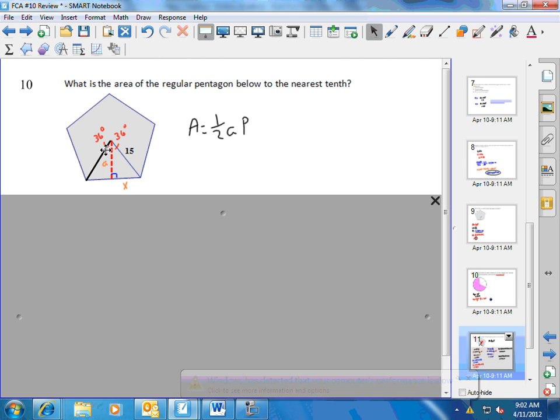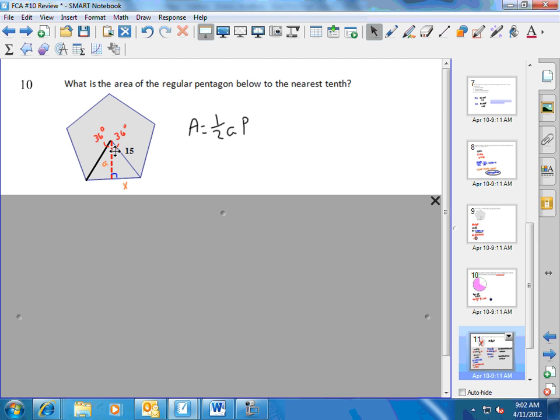360 divided by 5, this central angle is 72 degrees, and then half of 72 is 36. This apothem cuts this vertex angle, this central angle, in half. Okay, because remember these radii are congruent, so we've got an isosceles triangle. And when you construct a perpendicular from the base of an isosceles triangle to its vertex, you have, remember, an angle bisector, a perpendicular bisector, an altitude, a median, and so forth. Okay, so back to what we're doing.